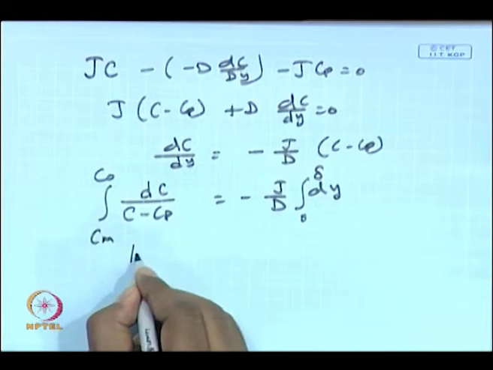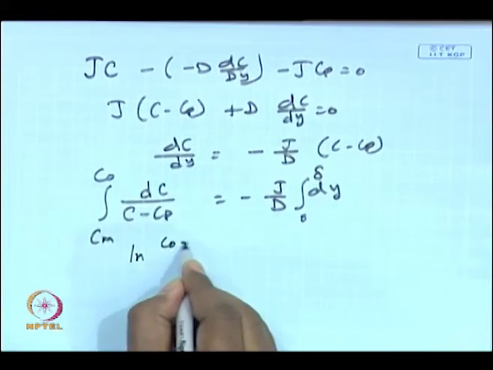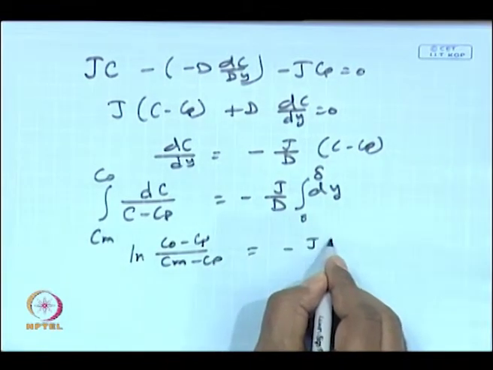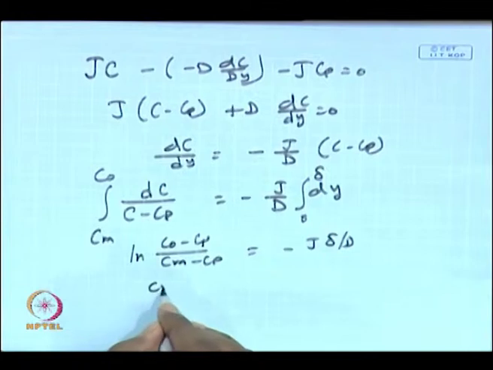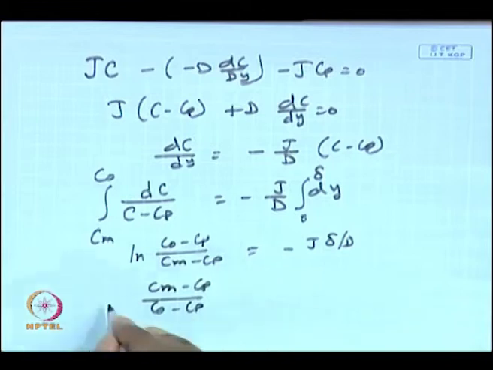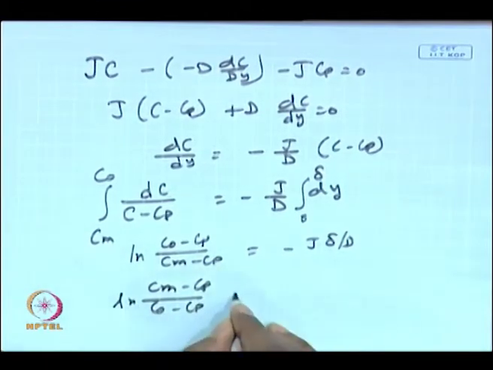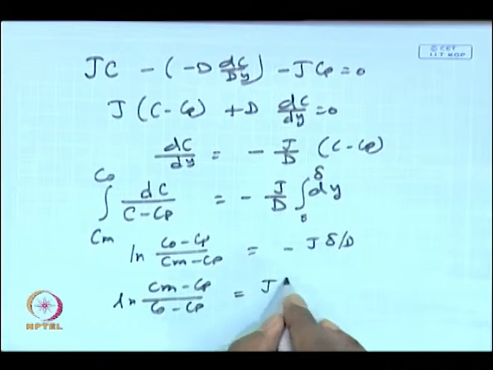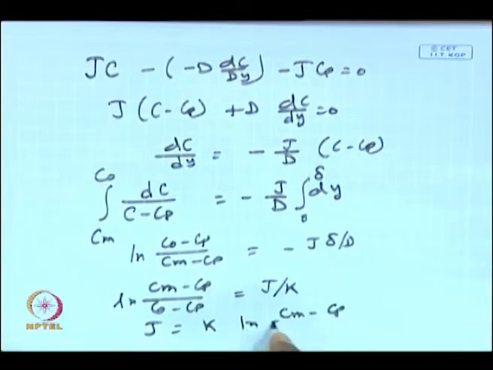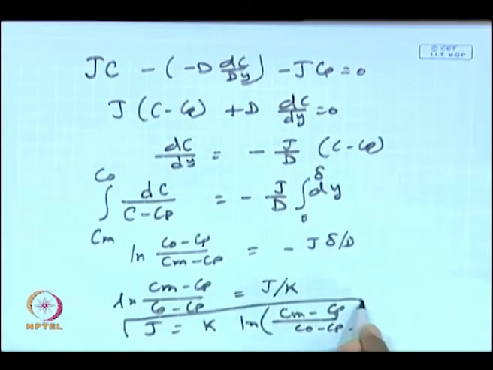So this gives you ln of (C naught minus Cp) divided by (Cm minus Cp) is equal to minus J delta by D. So you will get ln of (Cm minus Cp) by (C naught minus Cp) is equal to J delta by D, and D by delta is nothing but the film mass transfer coefficient. So J is equal to k ln of (Cm minus Cp) divided by (C naught minus Cp). This is known as the famous film theory equation.